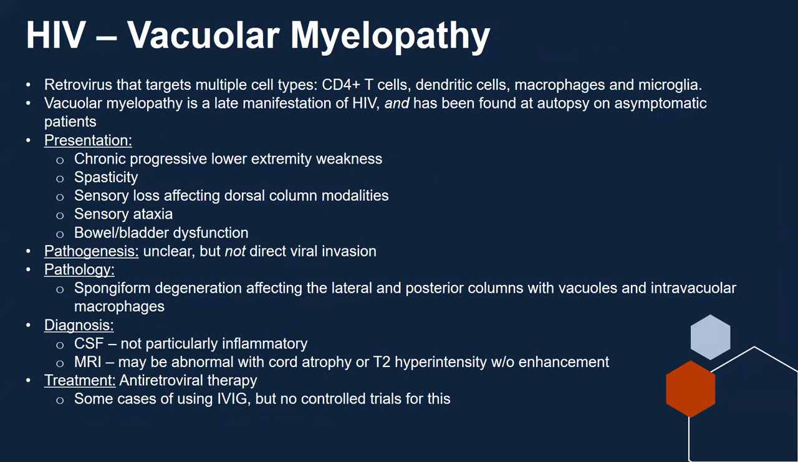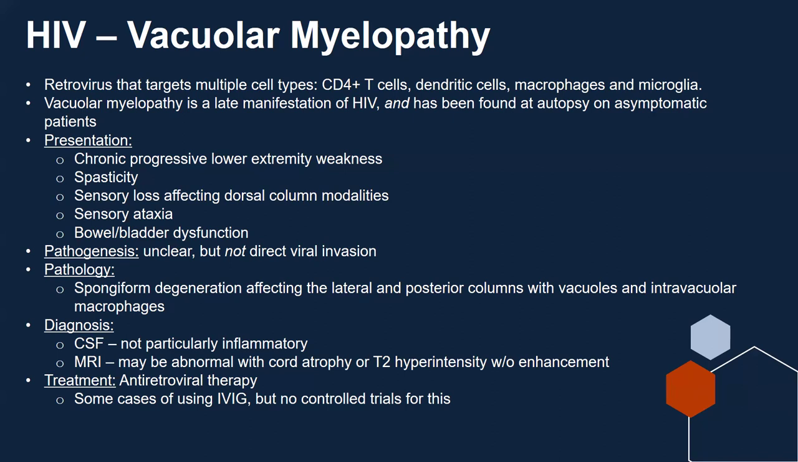HIV is a retrovirus that targets multiple cell types, including CD4 T cells, dendritic cells, macrophages, and microglia. As we all know, HIV can affect the CNS in many ways, but we'll focus on vacuolar myelopathy as a manifestation of spinal cord disease. These patients present with chronic progressive lower extremity weakness, spasticity, and sensory loss that primarily affects dorsal column modalities.